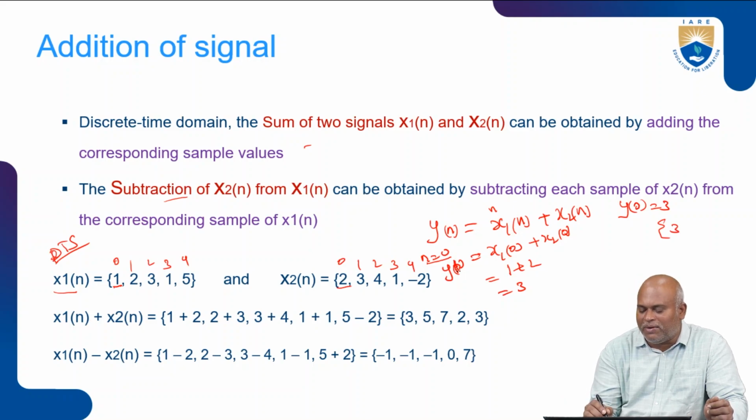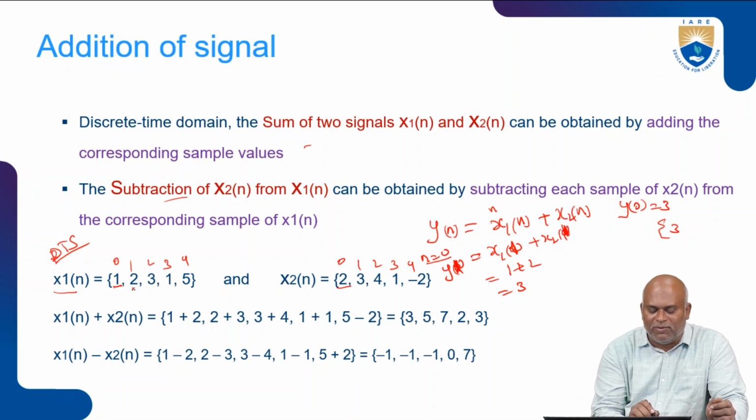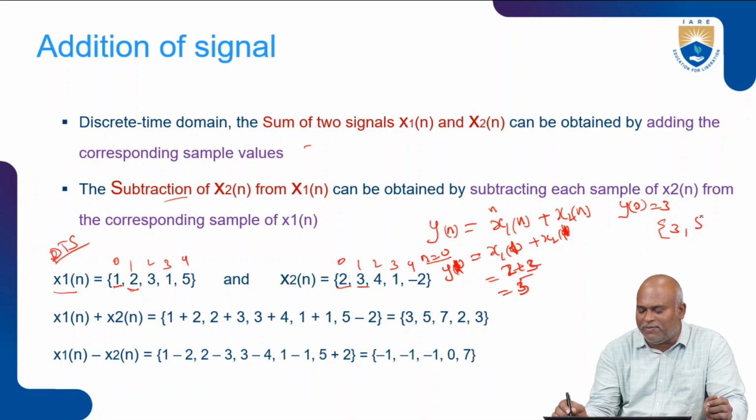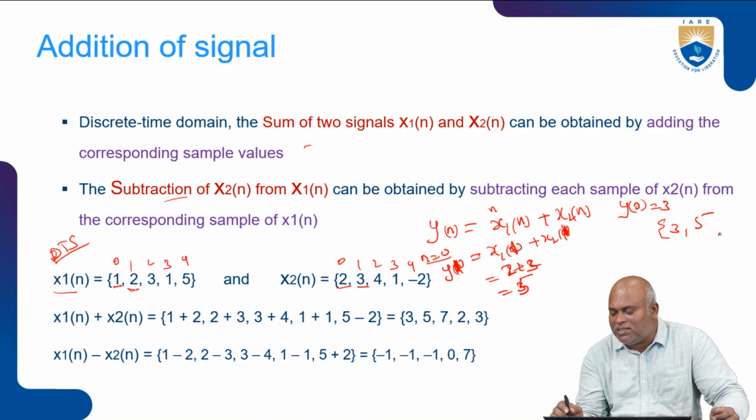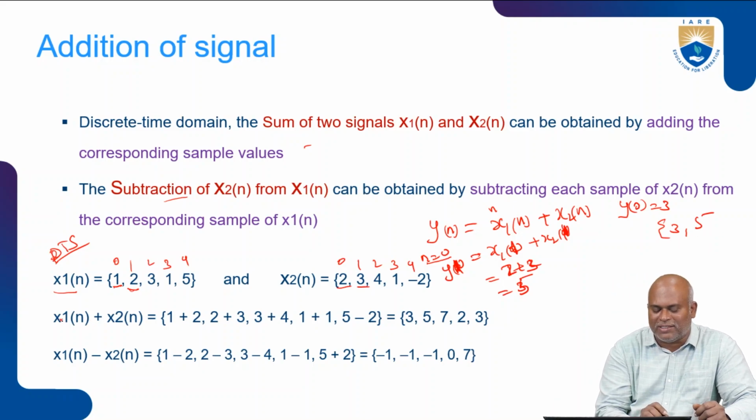Next I take n equal to 1. This is x1 of 1, x2 of 1. So what is the value at 1? The value is 2 here, and this is 3. 2 plus 3 is represented as 5. I should write 5 here like this.